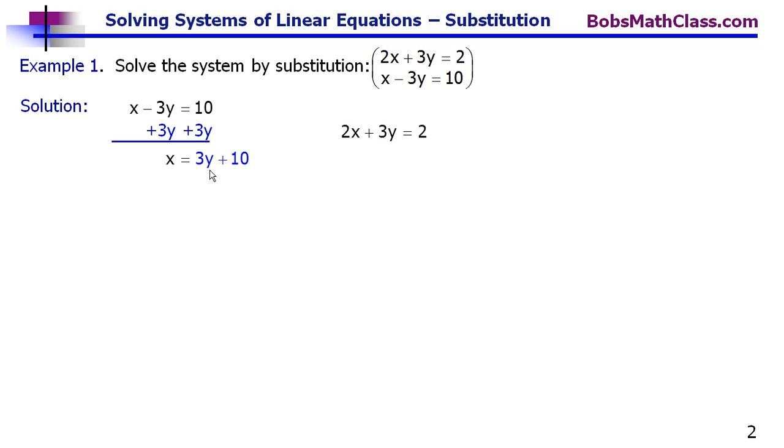Now, x is equal to 3y plus 10. Let's say x was equal to 5. Then you would simply go to this equation and replace the x with 5. Then we could figure out what y is. Well, x is equal to 3y plus 10. So you're going to take this 3y plus 10 and substitute it into this equation, replacing the x with 3y plus 10.